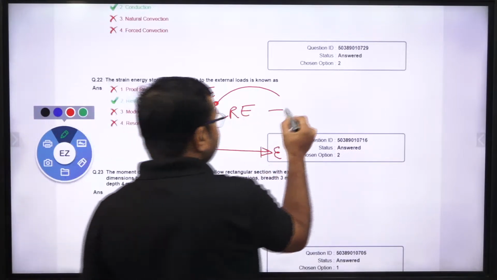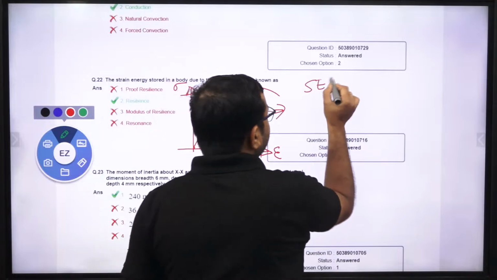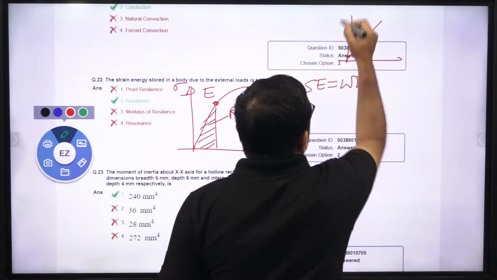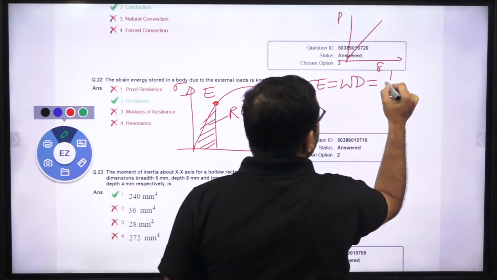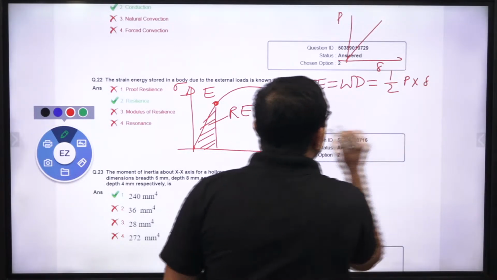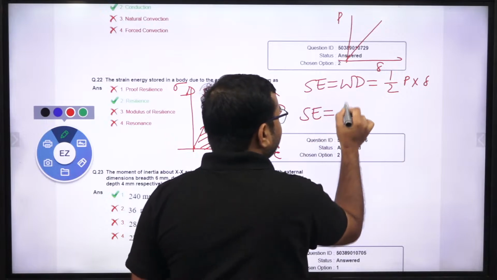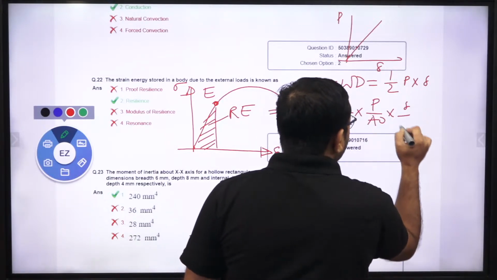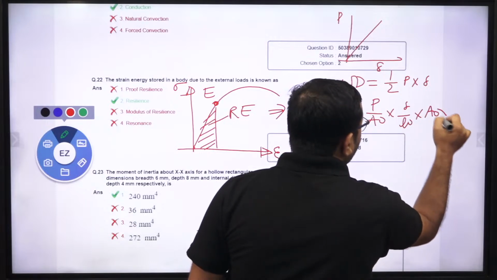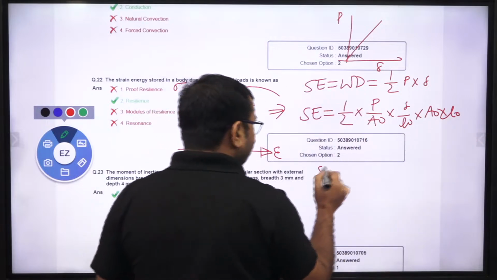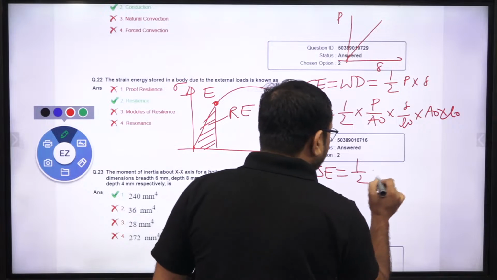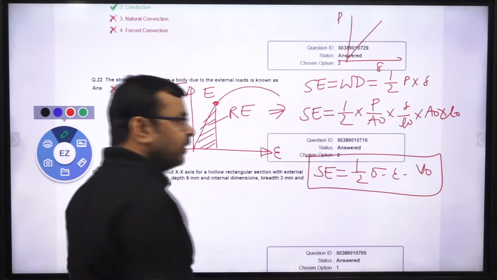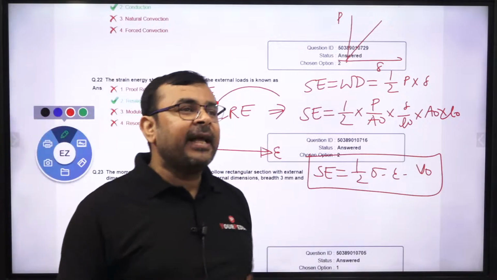And how do we represent this? Strain energy is nothing but work done. If I draw a load versus displacement curve, this is half P into delta. Yes or no? If I divide by the original area and also divide by the original length, then we need to multiply by this area and length. So strain energy is half of sigma into strain into volume. This is called strain energy, which is stored in the body when it is subjected to an external load.